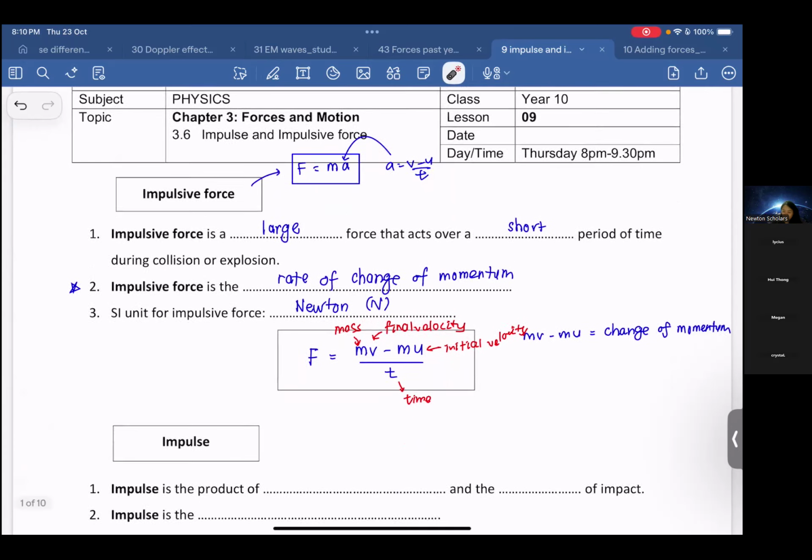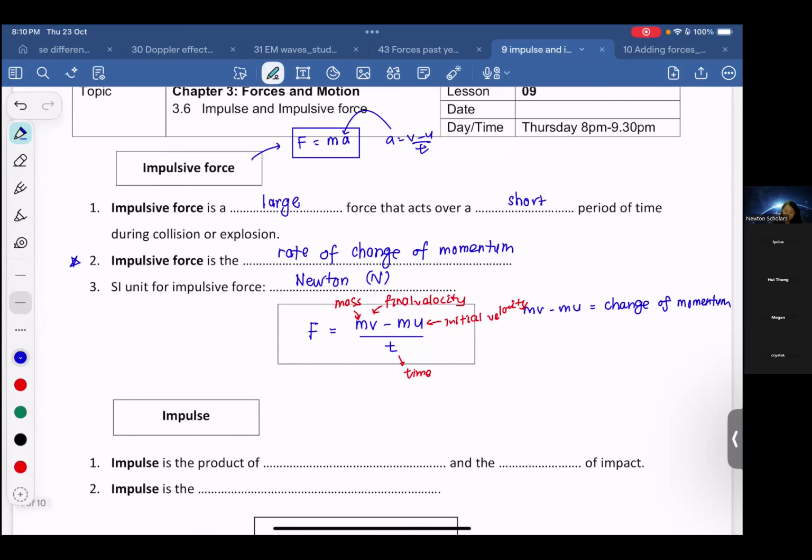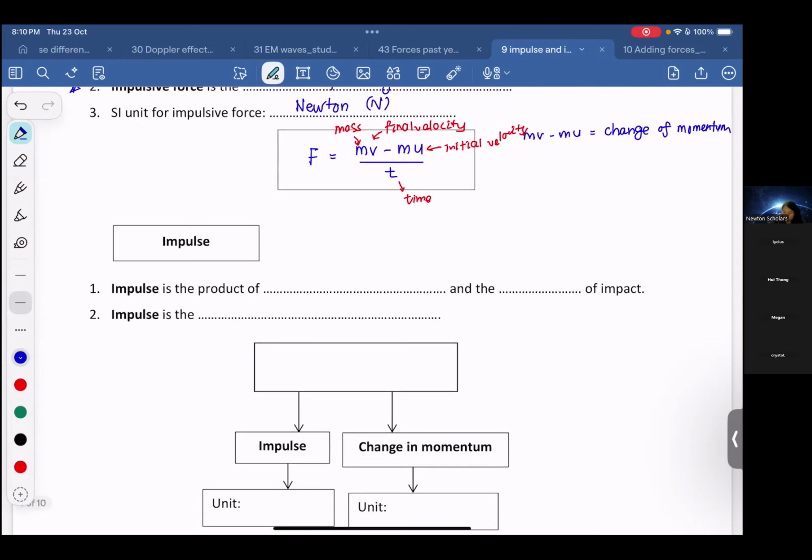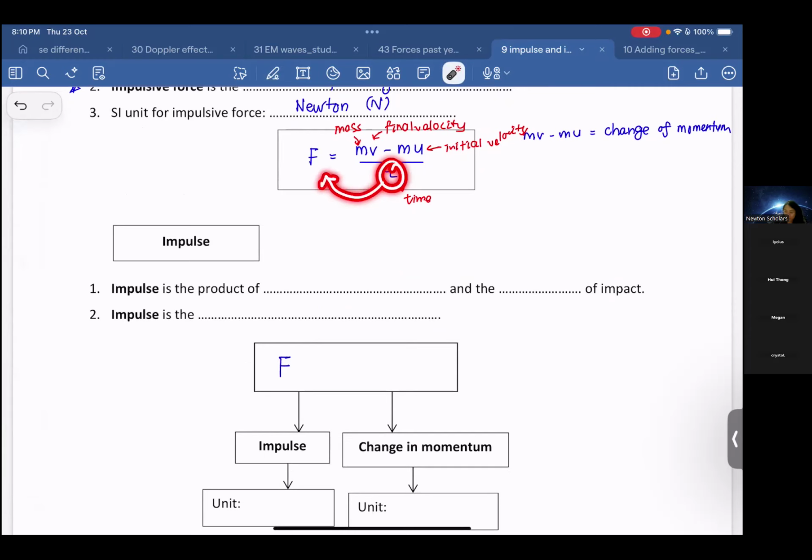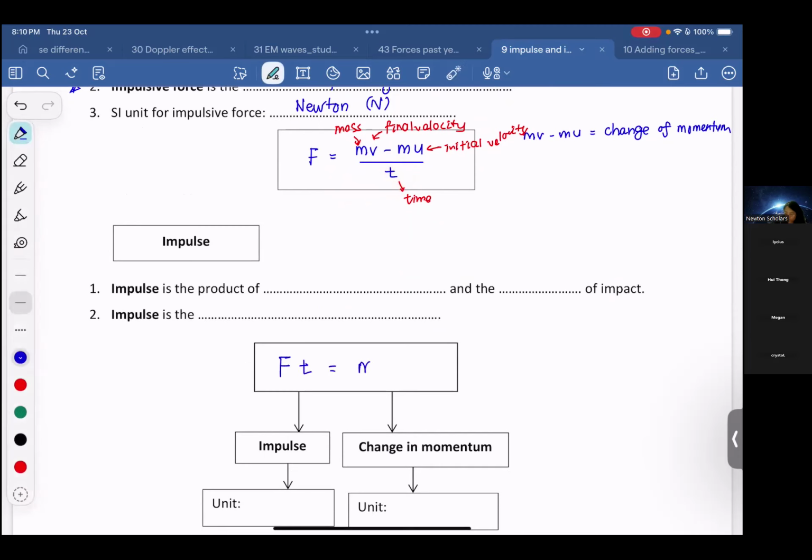From the impulsive force here, we need to learn another physical quantity in physics that we call impulse. What is impulse? We write the formula here. Now I move my t to the other side, so it becomes F times t. So Ft equals to mv minus mu.